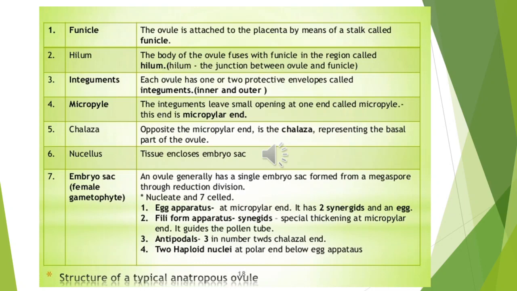Good morning, students. Today we are going to start with the new topic, the parts of the ovary. Earlier we have studied about the ovary and the ovule. Here are the parts of the ovary.